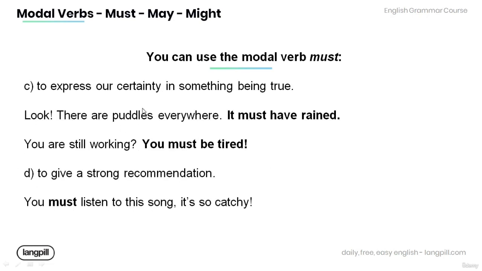C, to express our certainty in something being true. For example, look, there are puddles everywhere. It must have rained. Meaning that I am certain that it has rained. The same in this sentence. You are still working? You must be tired.